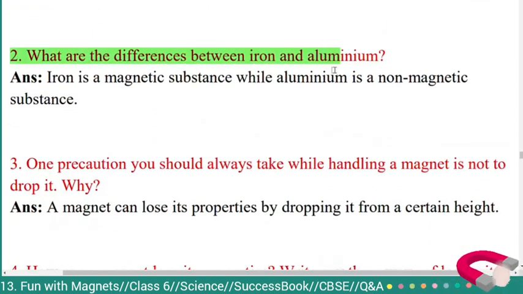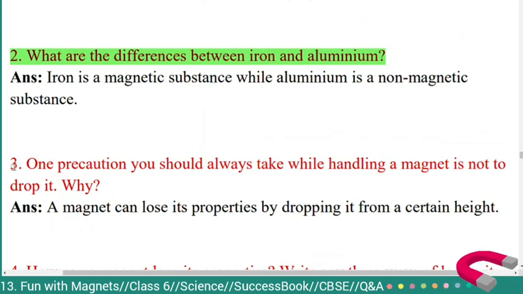Second question, what are the differences between iron and aluminium? Answer, iron is a magnetic substance while aluminium is a non-magnetic substance.